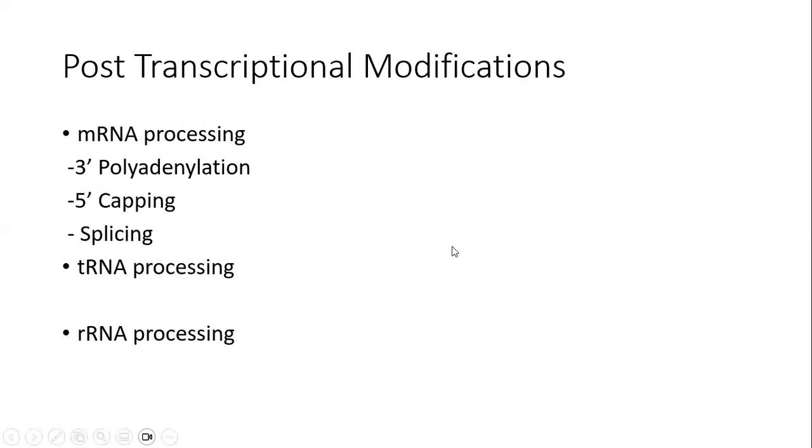Hello students, in today's class we are going to learn about post-transcriptional modification. The different types of post-transcriptional modifications that we will discuss include messenger RNA processing, including 3' polyadenylation, 5' capping, and splicing reaction. We'll also discuss transfer RNA and ribosomal RNA processing.